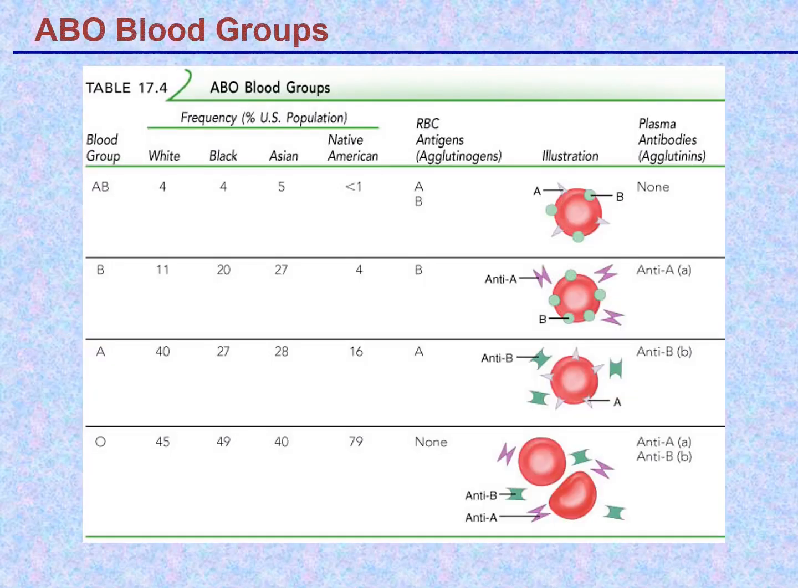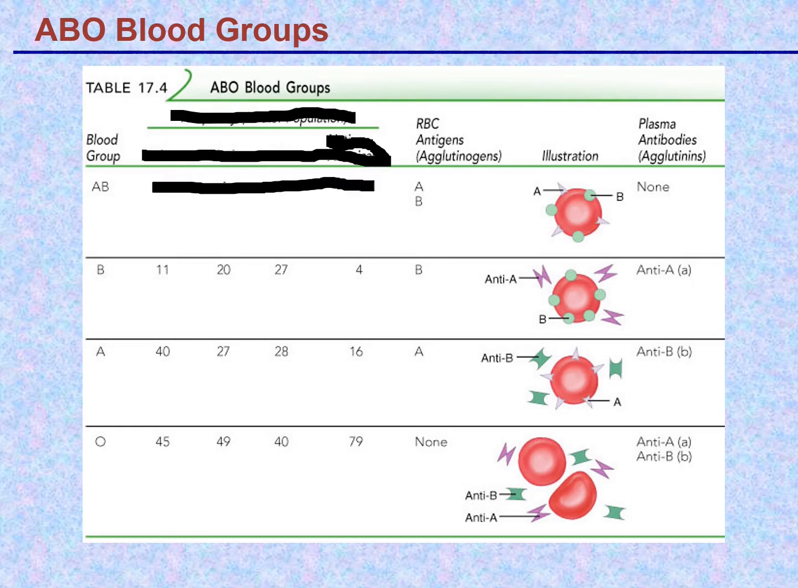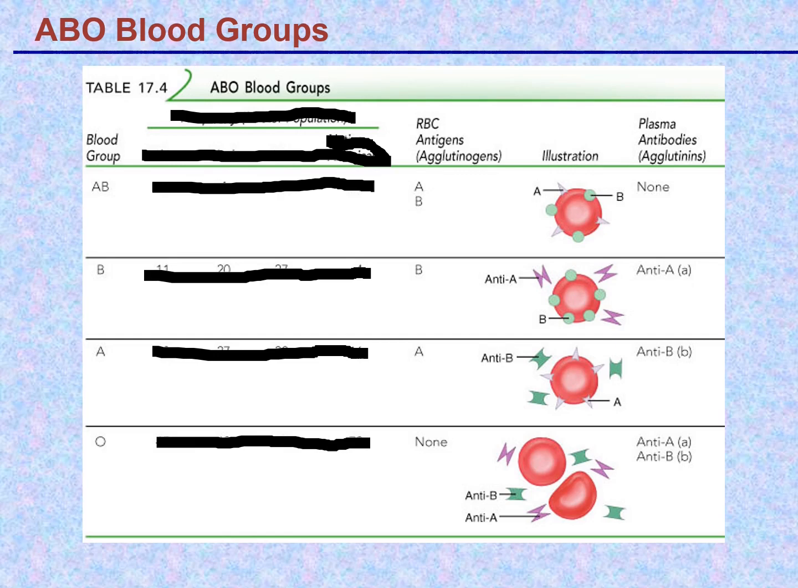Okay, this slide shows the blood groups and the antigenic structures on the red cells and the plasma antibodies. This information is not relevant. We're not going to look at that. It's in a US population, and color of skin does not necessarily determine the genetic background of an individual.